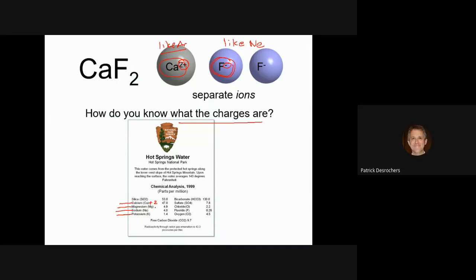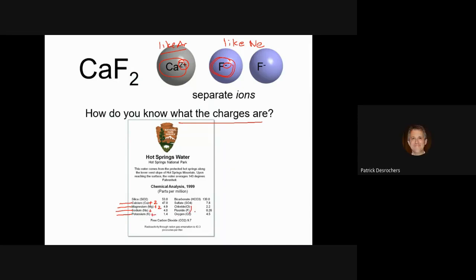+2. What about sodium and potassium? What about those guys? Sodium will have what charge in hot springs water? Sodium has +1. What about potassium? Same family. What about potassium? +1.